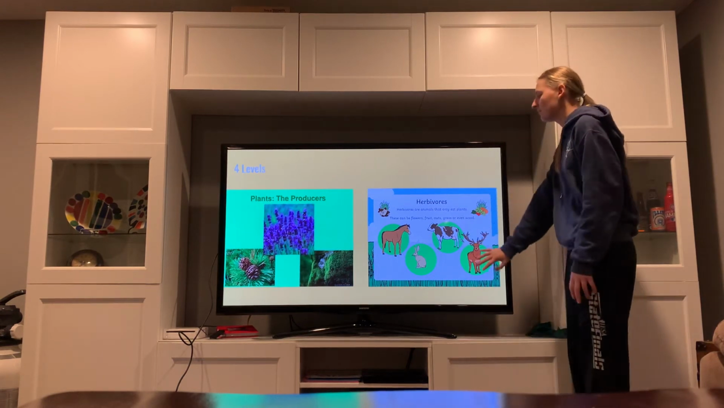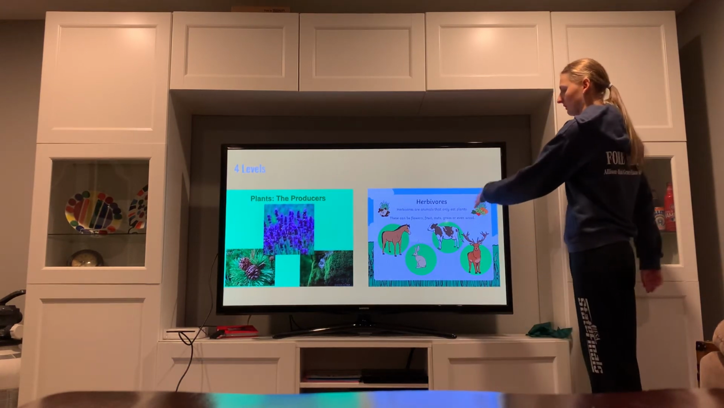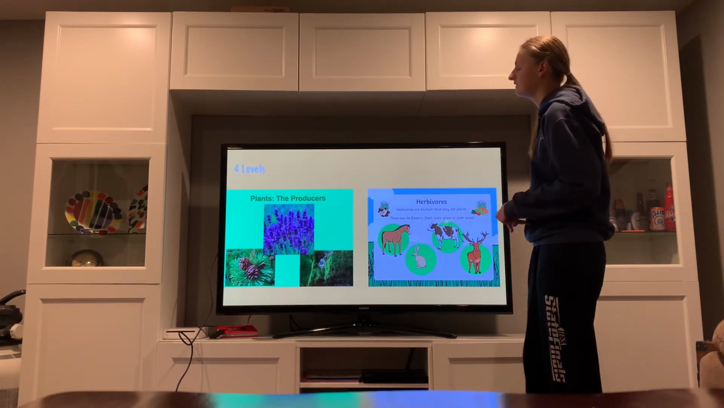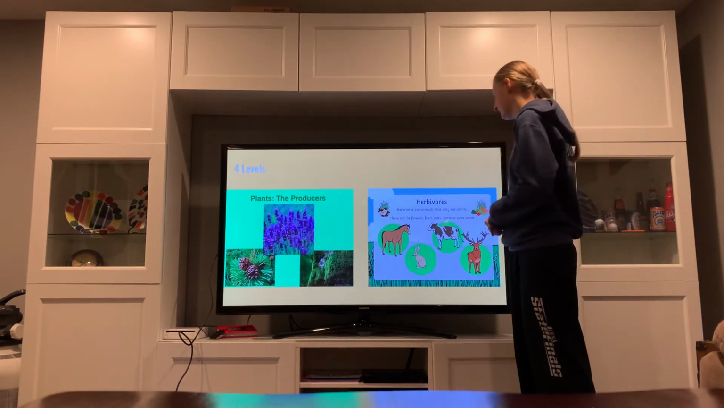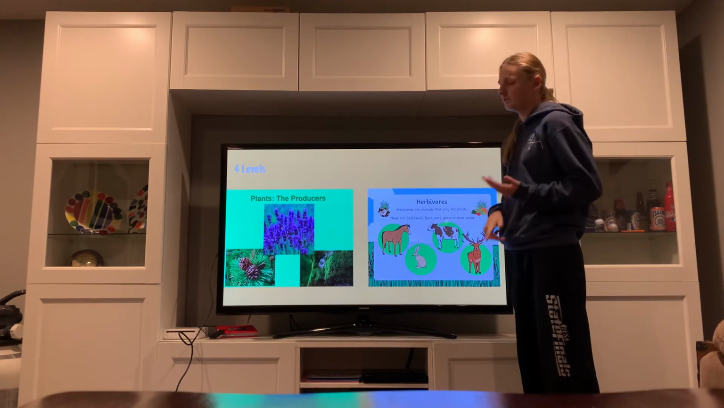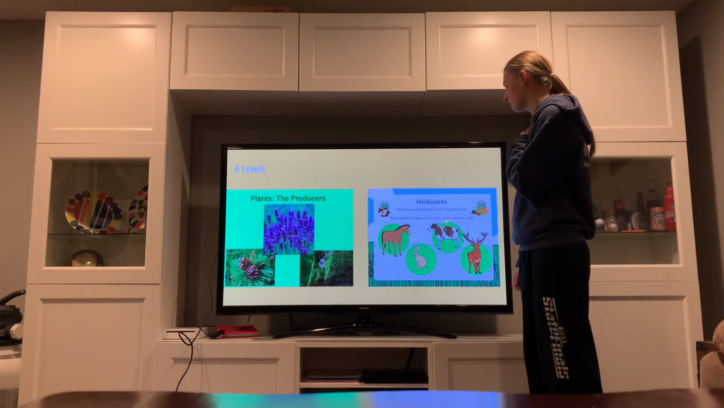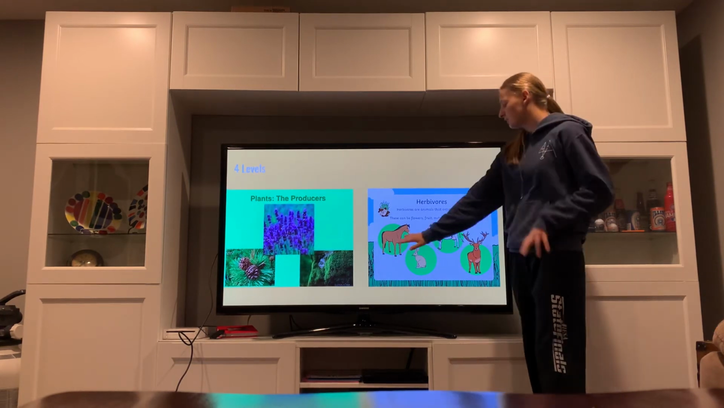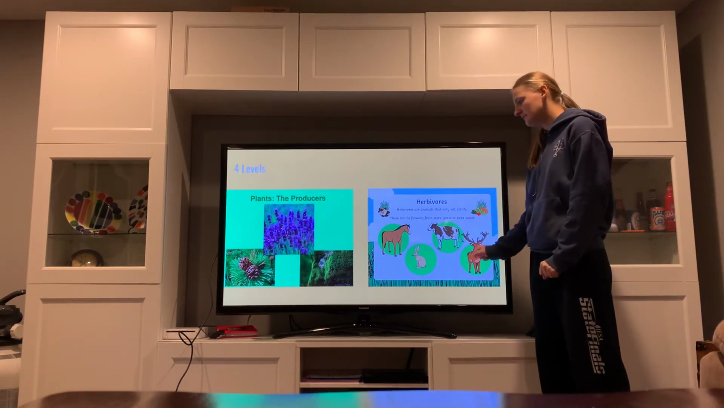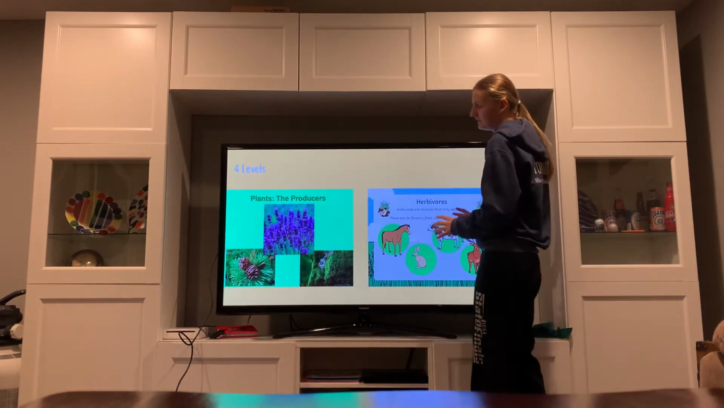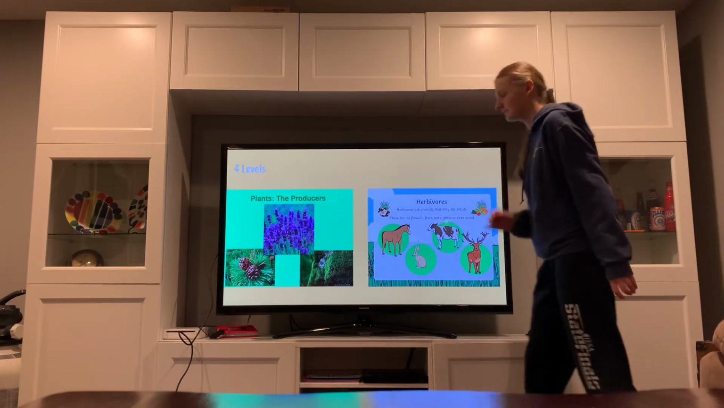Then you come to the herbivores, which only eat plants or flowers or fruit. And some examples are horses, cows, rabbits, and deer. Remember, they only eat the plants. They only get the nutrients from the plants.